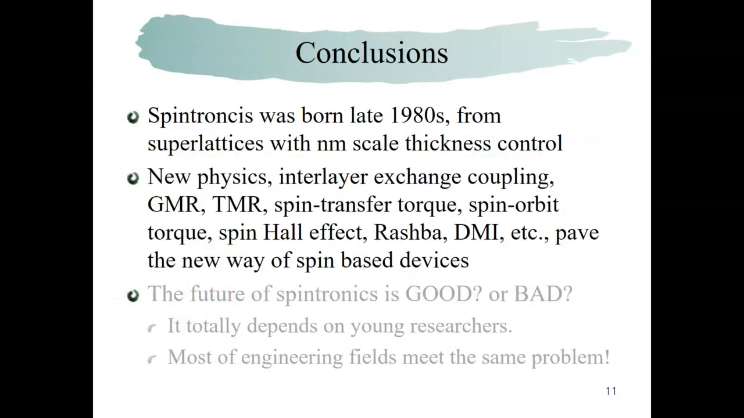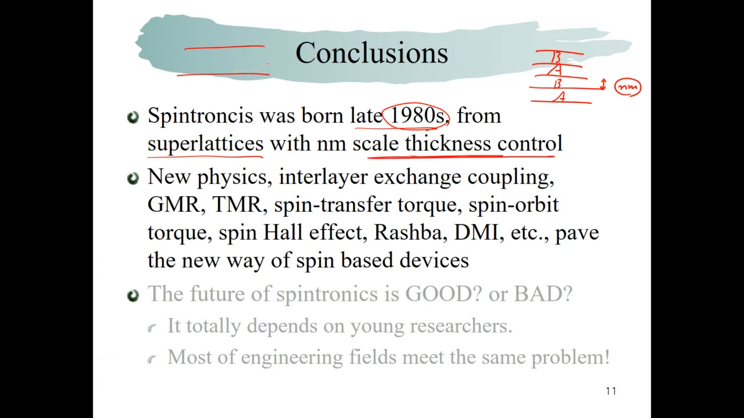Okay, so let me make the conclusion of all these lectures. Spintronics was born in the late 1980s. The reason spintronics could be born is that at that time people were making superlattices, meaning we can make some kind of layer structure, A B, something like that. And this length scale can be nanometers. Yeah, the length scale is physically very important.